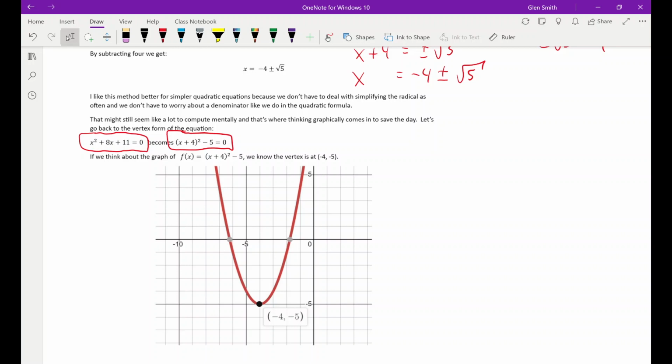But when we get it in this form, it tells me that this thing is going 4 left and 5 down. And you can see that happening. Let's just switch to blue. We are going 4 left, 5 down. So that's where the vertex goes. And when that happens, this thing opens upward, and the zeros are going to be up here, splitting the difference between that -4. Like -4 is right down the center. That's called the axis of symmetry.